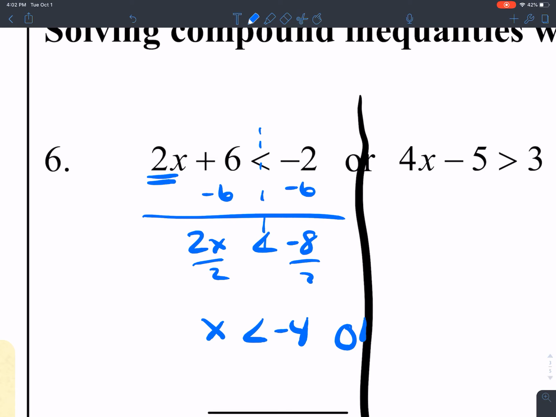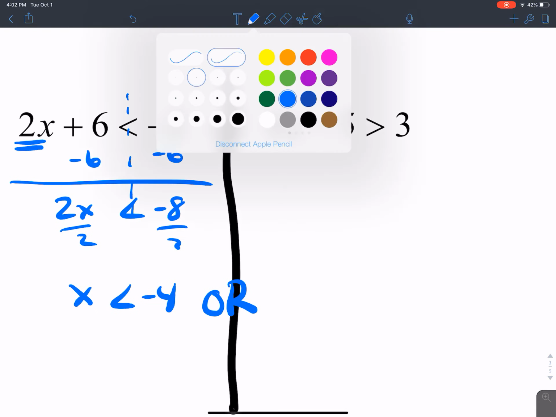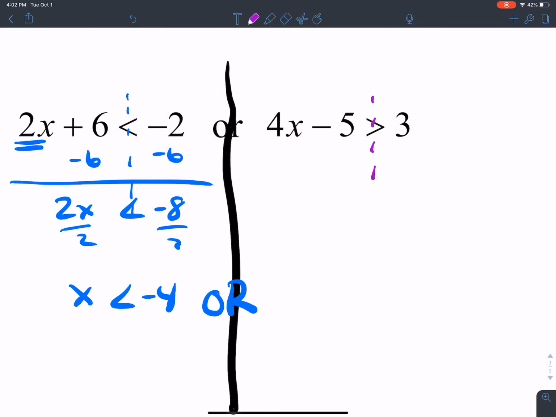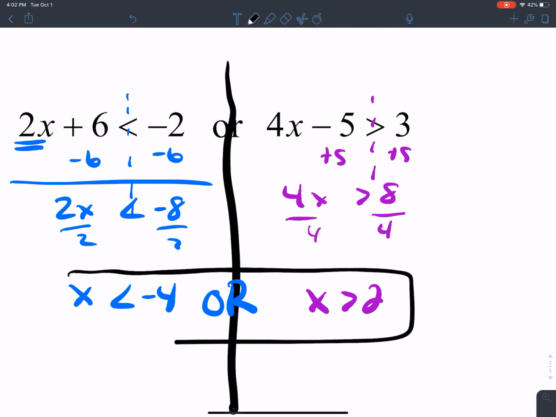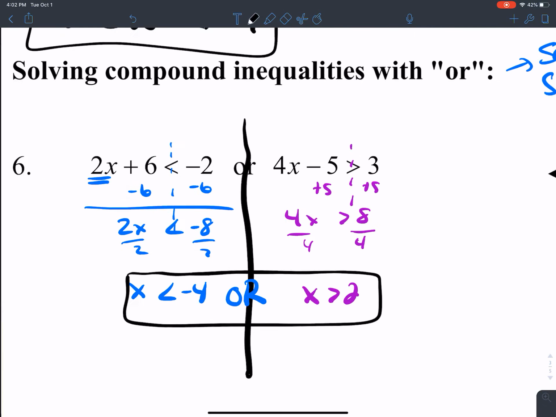An or inequality always needs the word or. So I'm just going to go do this other side then. So I'd add 5. So I have 4x is greater than 8. Divide by 4. So we get x is greater than 2. And that can be our final answer. It's written in numerical order, and or inequalities are never combined.